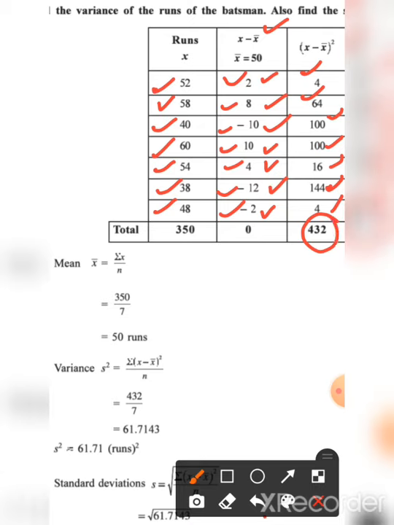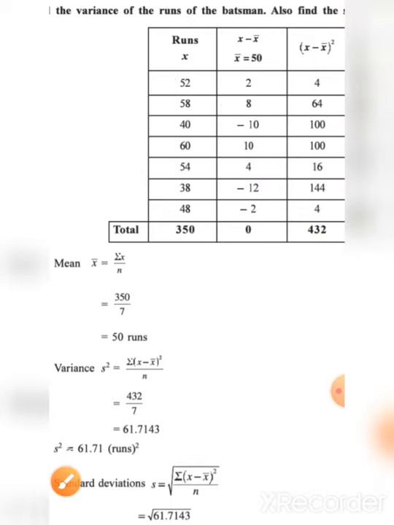Now to find the variance, we saw the formula: sigma (x minus x bar) whole square upon n. Sigma (x minus x bar) whole square came up to 432. So 432 divided by 7 gives 61.7143. We need to write the variance up to 2 decimal places, so it is 61.71. And as variance is the square of the standard deviation, the unit that we write is also in square, right?